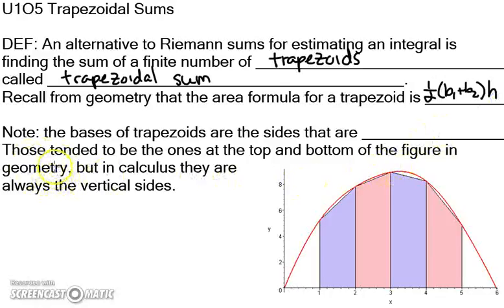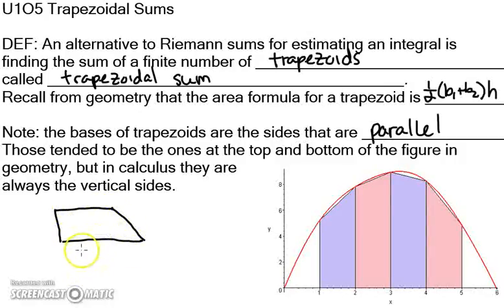Now, note that when we were in geometry, if we're talking about the bases of a trapezoid, those are the sides that are going to be parallel to each other. These in geometry tended to be the top and the bottom of a figure, right? If you think of a trapezoid, generally you're going to think of something like this, where the bases are the top and the bottom, they're the ones that are parallel. But in calculus, they're always going to be vertical sides. If you look in the picture, we have 4 different trapezoids, and you can see that the bases are actually going to be the vertical ones, right? In this first purple one, those are the parallel sides, those are the bases.